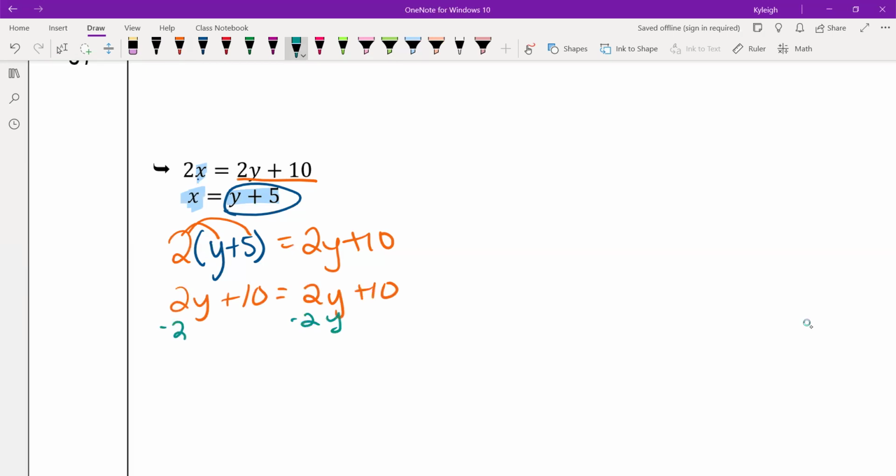Minus 2y. My y's cancel. Is 10 equal to 10? You betcha. So it's infinite solutions.